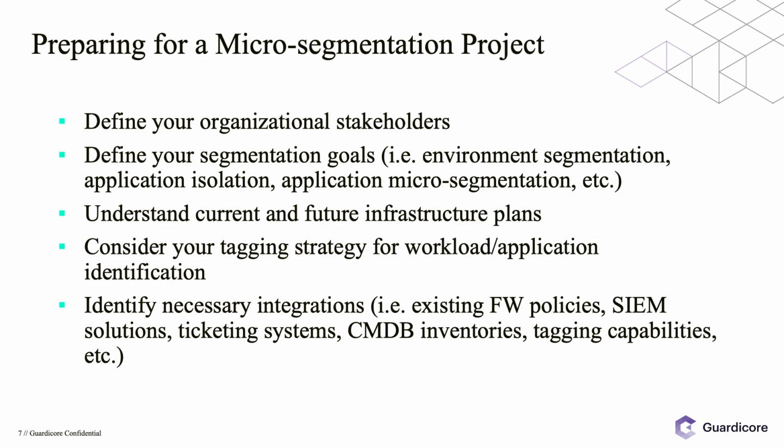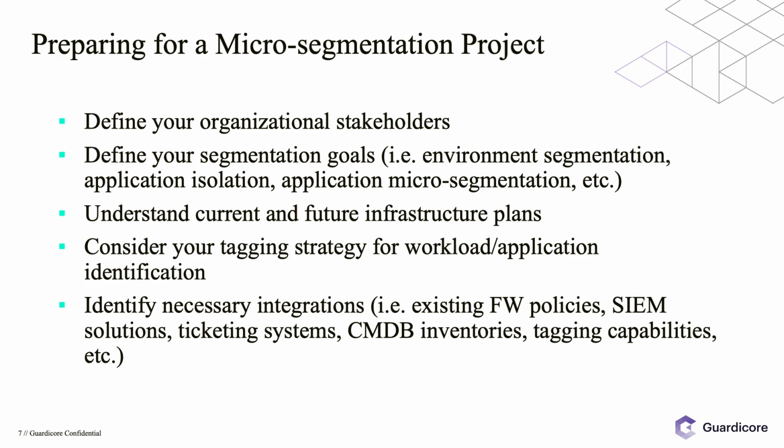Another key to preparing for the micro-segmentation project is identifying your tagging strategy for your workloads. Tags are used for grouping assets together, so you can apply the appropriate policy to them. For example, if your segmentation goal is to separate development systems from production systems, you'll want a tag that identifies each workload as either development or production. This will allow you to create policies that are applied to groups of systems instead of individual systems.